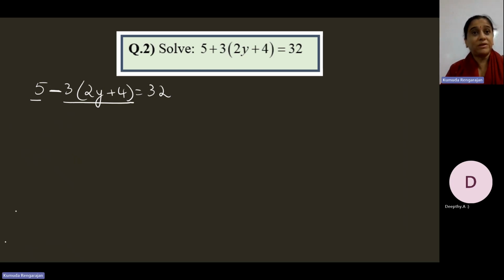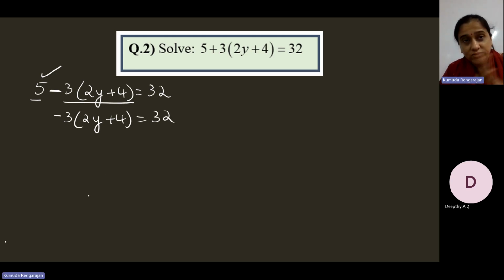I'm trying to explain, if it is a minus, how we need to handle the situation. Write the rest of the equation other than what you have to transpose. So we have to transpose 5. Don't write that. Write the rest of the equation. So minus 3 into 2y plus 4 is equal to 32.